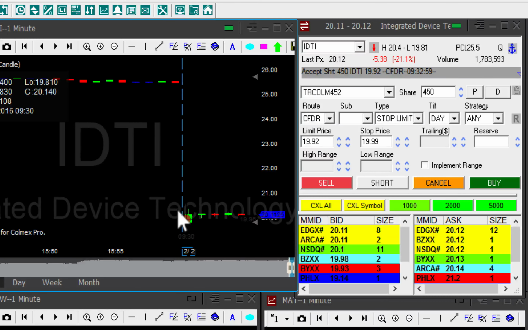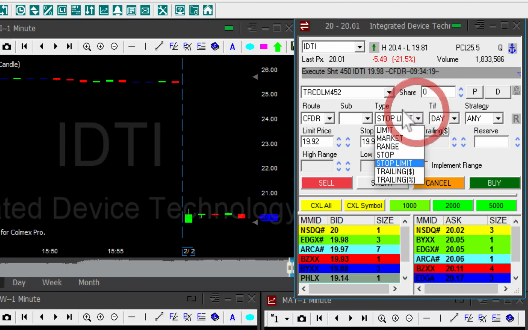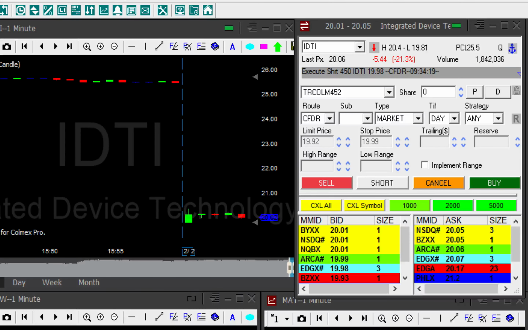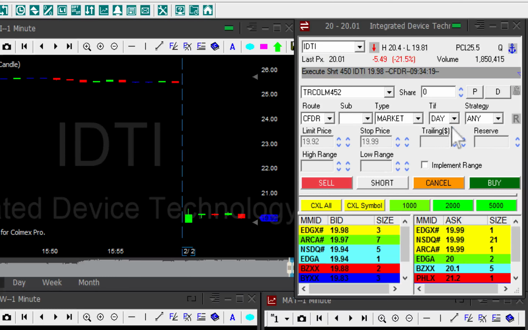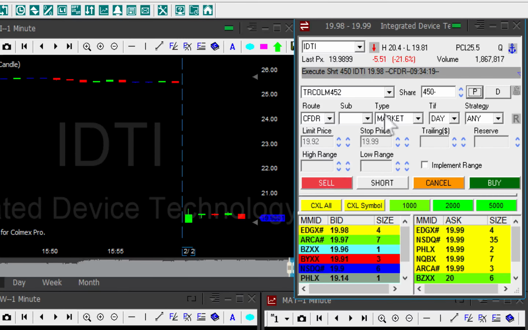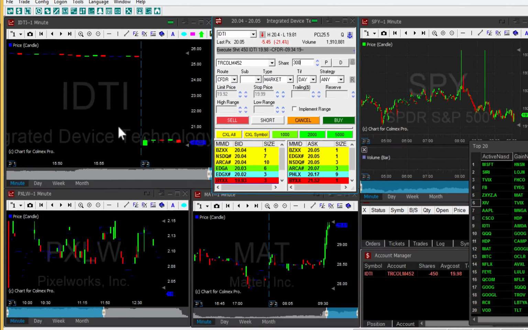Now it's rejected that area, and here we go. It's about to break now. Okay. And there we go. It should have taken my order. Yeah, it has. It's taken my order. It's in the account manager down there in the bottom.